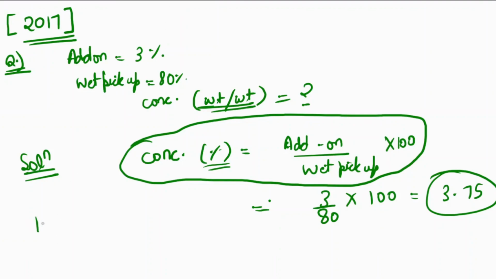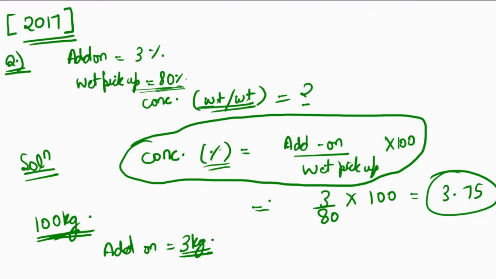Let's suppose the fabric weight is 100 kg and add-on is 3% on the weight of fabric, so it is 3 kg. Since wet pickup is 80%, it means in 100 kg, only 80% is the finish solution absorbed. So 80 kg is absorbed.